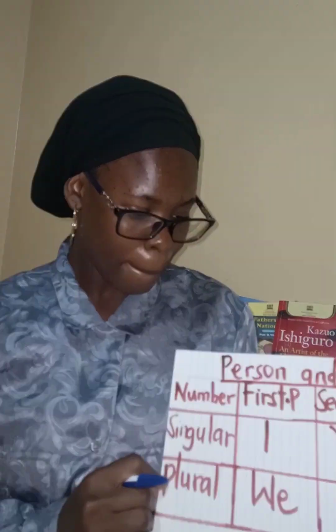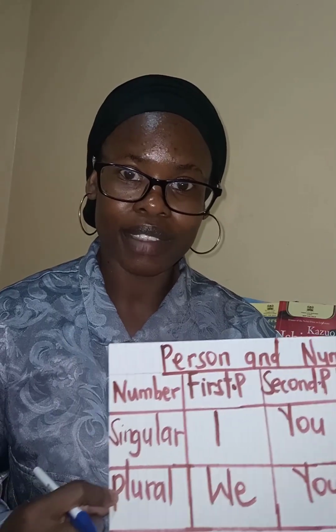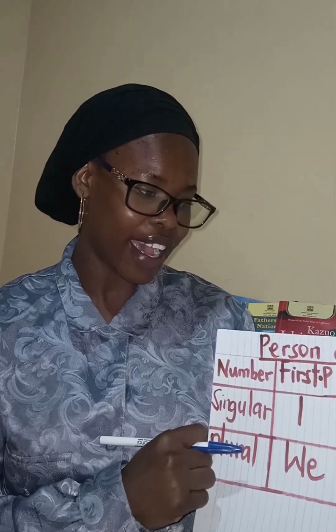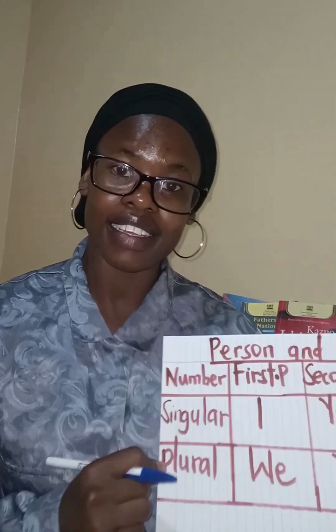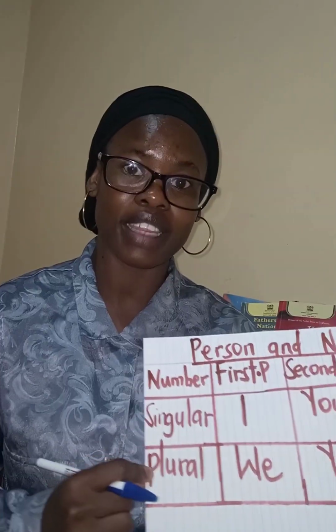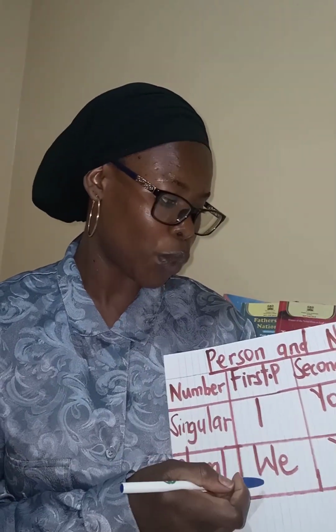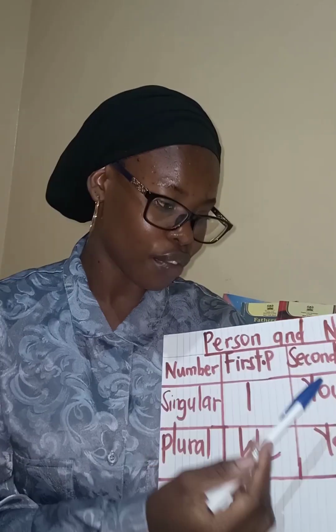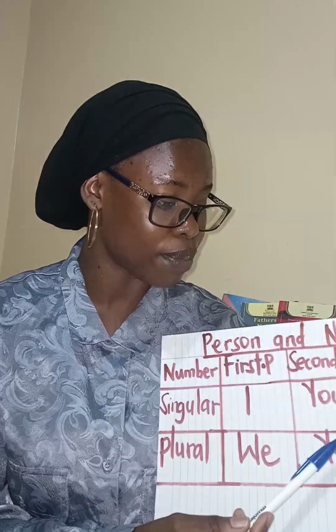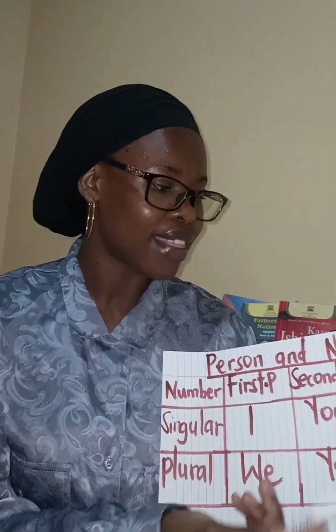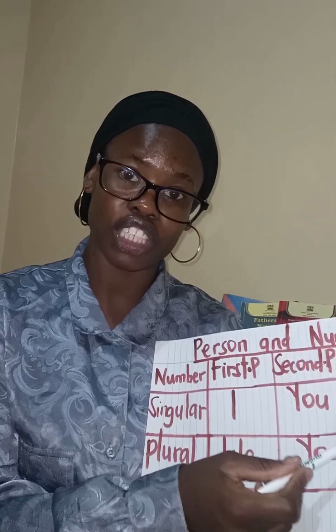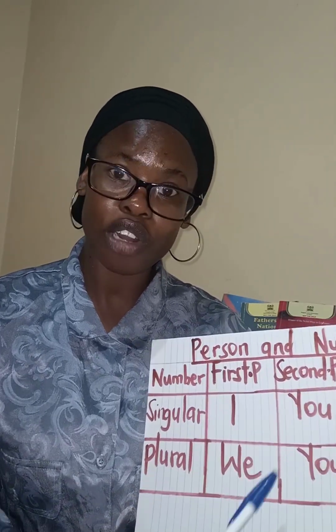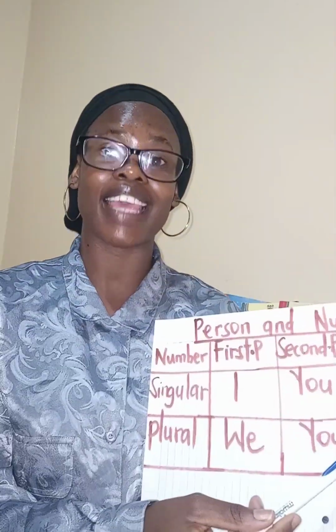So I have a box here with the person and number. In the first person I have I, that is in singular form. In the plural form it becomes we. Second person we have you. In the plural form it becomes you. Third person we have he, she, and it. In the plural forms it's they.